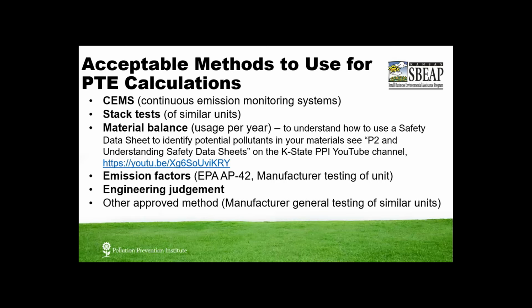Material balance is specific to certain types of operations, such as painting, solvent usage, or chemical processing and manufacturing. This method relies on safety data sheets or other scientific information about chemical reactions or volatility and annual usage that helps establish an emission rate or factor for the emission unit or process. To learn more about how to use safety data sheets to identify air pollutants in your materials, please see the video P2 and Understanding Safety Data Sheets on the K-State Pollution Prevention Institute or PPI YouTube channel.